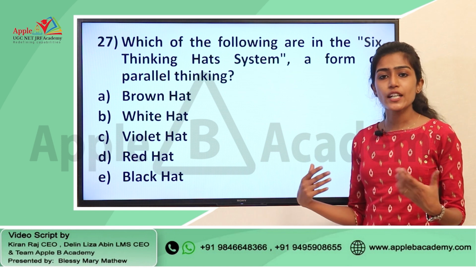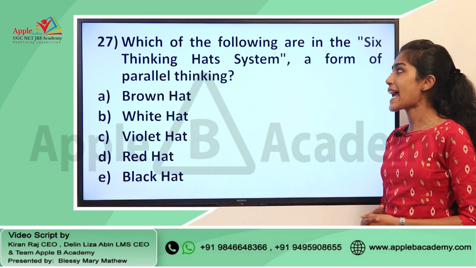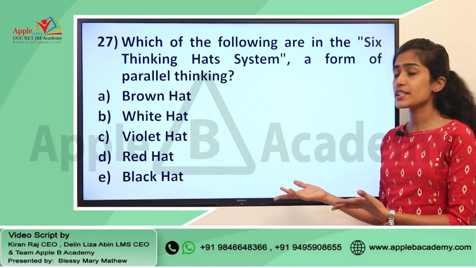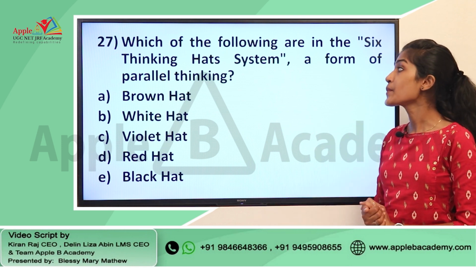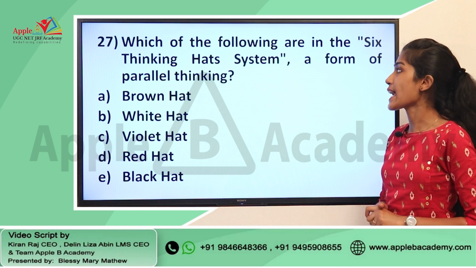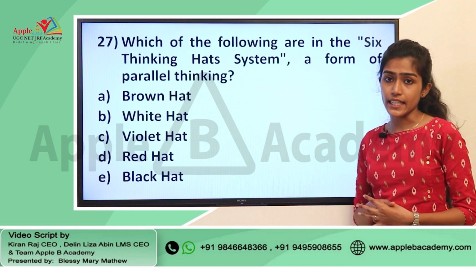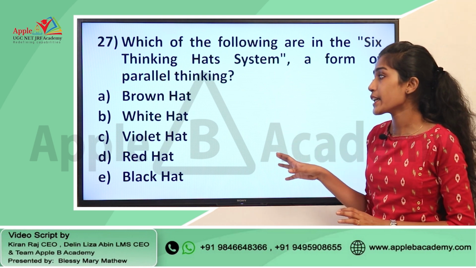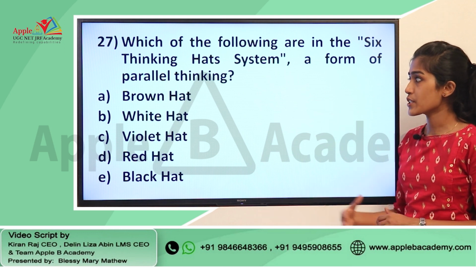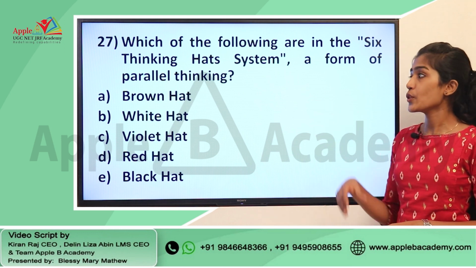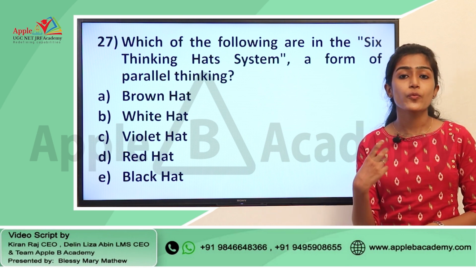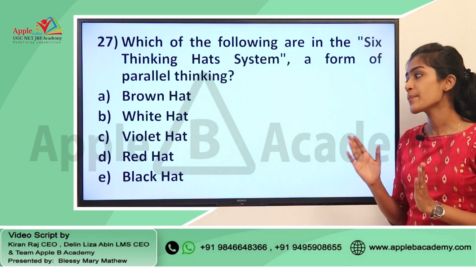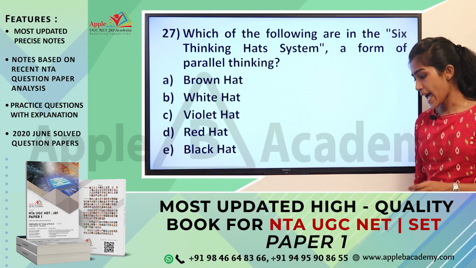So, we have already seen a question from this particular topic, thinking hat system, in this shift as such, but again we have got another question from the same area, thinking hat system. Which of the following are in the sixth thinking hat system a form of parallel thinking? So, the previous question was basically a match the following question, and in this particular question they have given us various options from which we have to identify those options which we can accommodate in the sixth thinking hat system, and we have the options brown hat, white hat, violet hat, red hat and black hat.